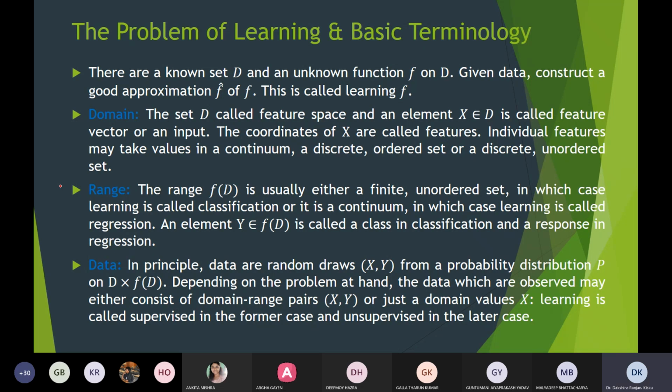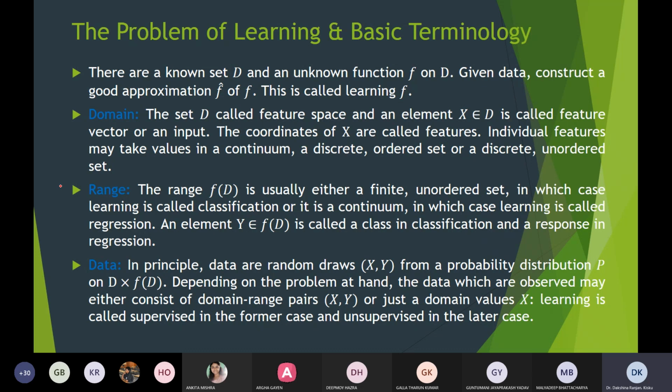Now if the range is found to be a continuum, or the values in the range are continuous values, then in that case the learning strategy will be called regression. So this is the basic difference between classification and regression models: whenever we talk about classification models or classification algorithms, the range would be finite and unordered, and in case of a regression model or regression algorithm, the values will be continuous in the range.